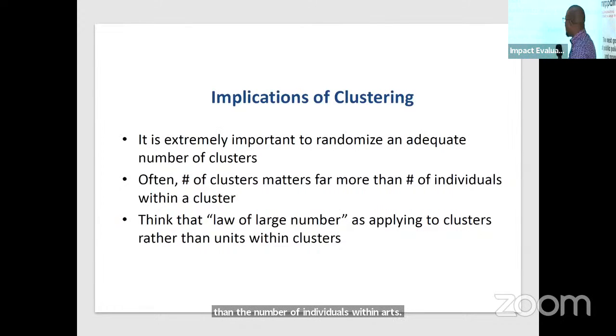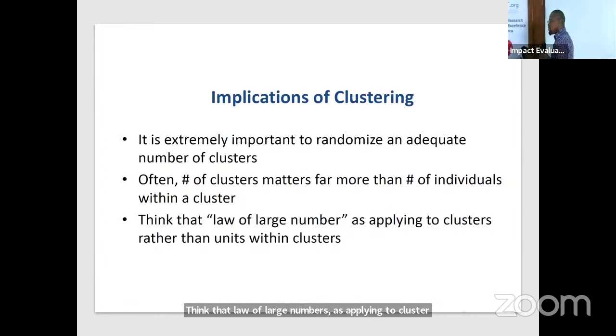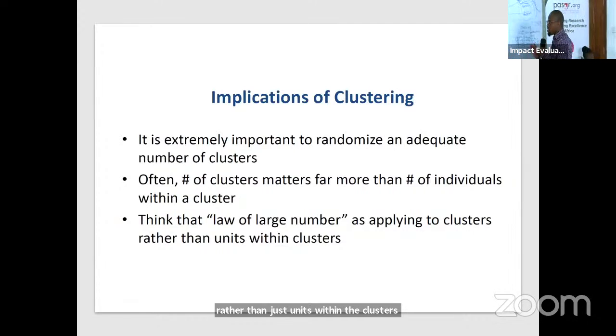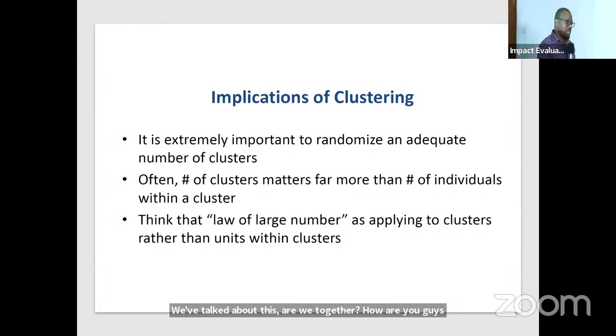Okay? And number three, think of the law of large numbers as applying to clusters rather than just units within the clusters. We have talked about this. Are we together? Those are the implications of clustering.